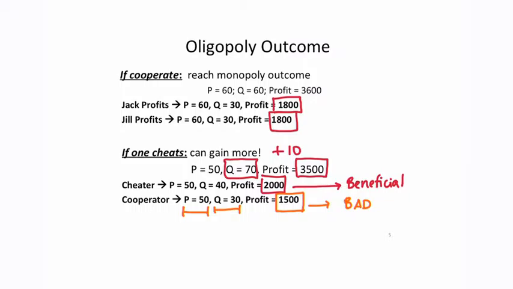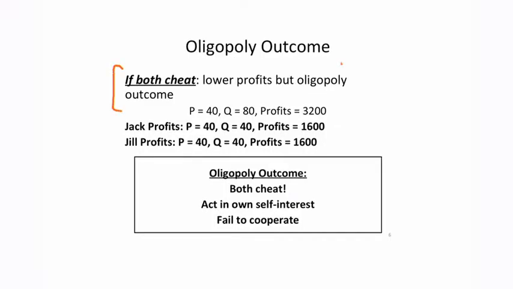So therefore, they are faced with trying to reach the monopoly outcome of $1,800 each, or knowing that if the other person cheats, they're going to be faced with lower profits of $1,500. So what do they do? The oligopoly outcome is going to tell us that both agents are going to cheat.